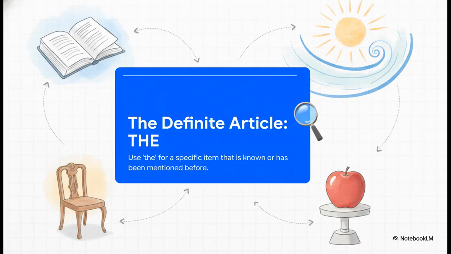And that's really the heart of it. You use the when you want to get specific. It could be about something we just mentioned, like the book. Or it could be something there's only one of, like the sun or the sky. It's your tool for going from general to specific.